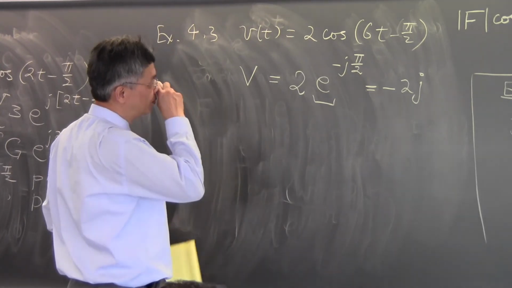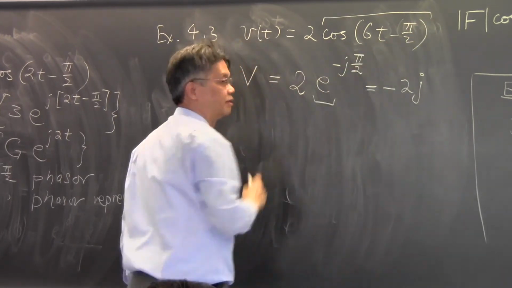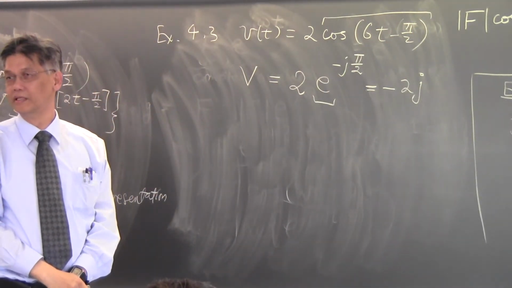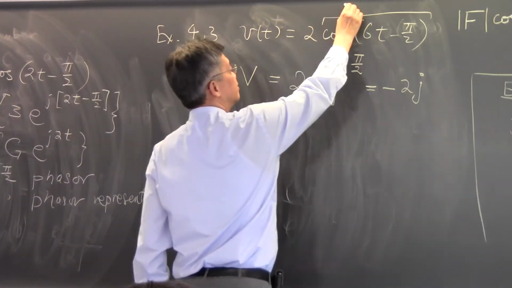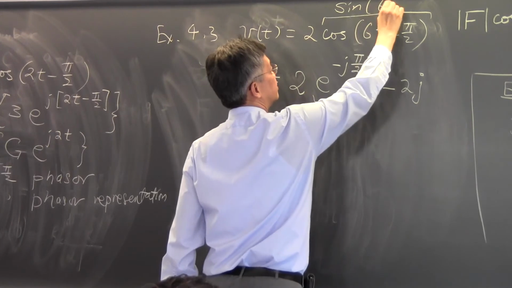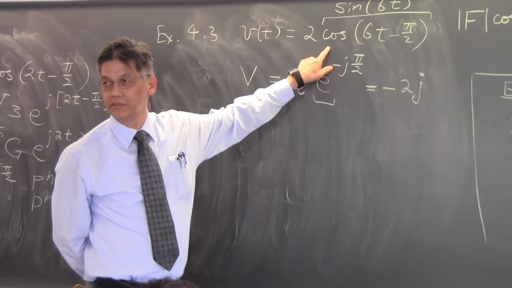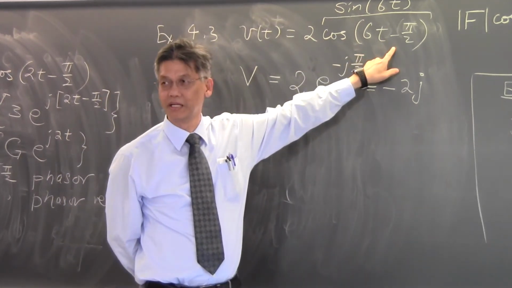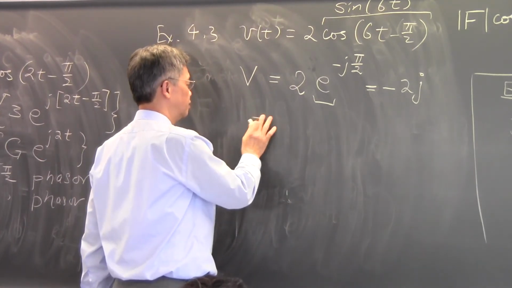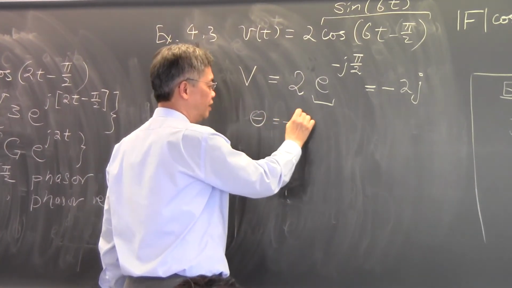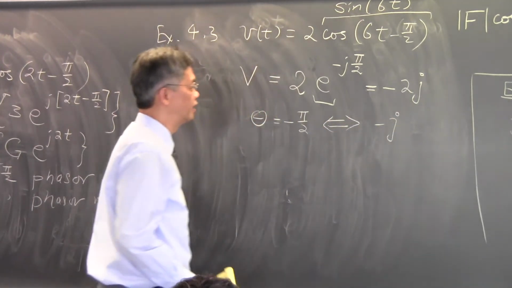And then one thing you notice is that there's another way to write this thing over here. Cosine of something minus pi over 2 is equal to what? Sine, okay? Sine of 6t. So a sinusoidal function can be obtained from a cosinusoidal function by just putting a minus pi over 2 there. And putting a phase equal to minus pi over 2 is the same as multiplying by minus j.